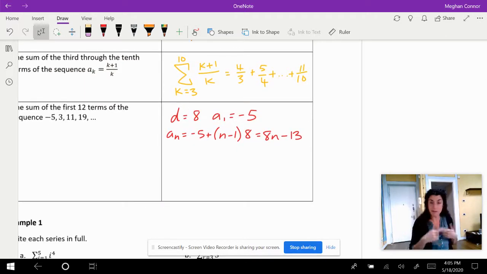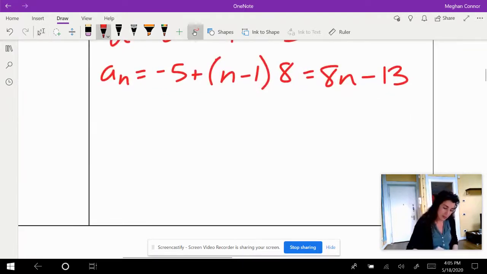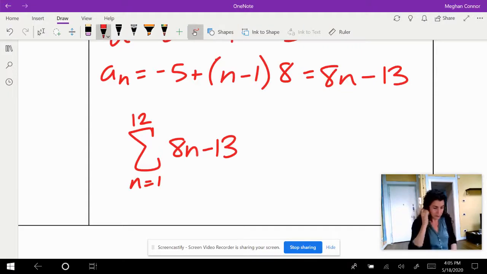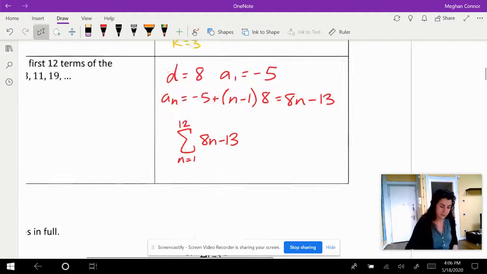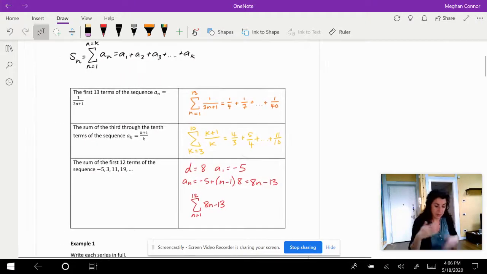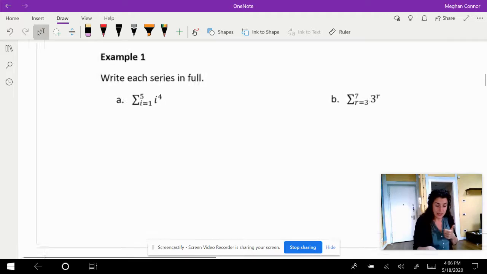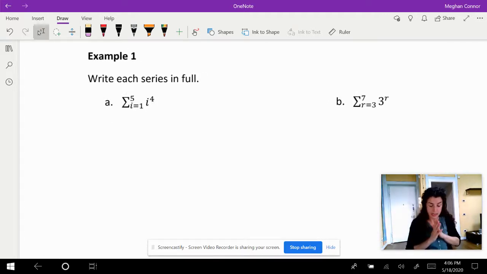And now I want to talk about the sum of the first 12 terms. The sum of the first 12 terms would be from n equals 1 up to 12 of the sequence 8n minus 13. Okay, so that's your first introduction to sigma notation, going back and forth. We're going to do a few examples, and then we'll learn a few formulas. These notes are long today. I'm sorry, I'm trying to explain this efficiently and effectively, which means sometimes it takes time.